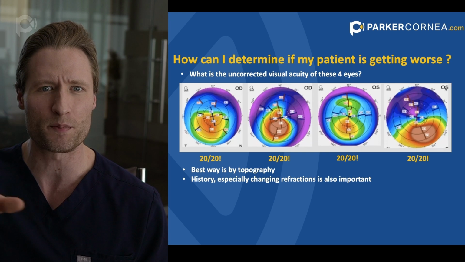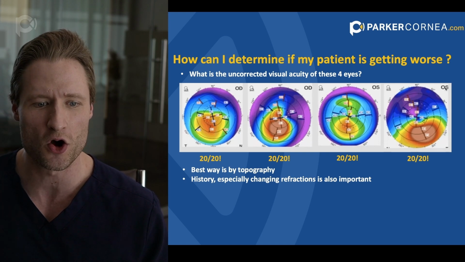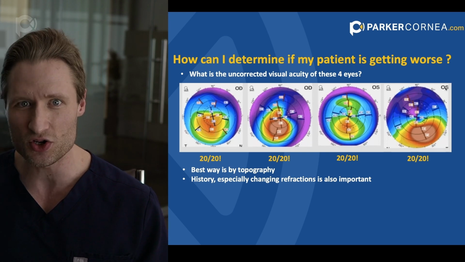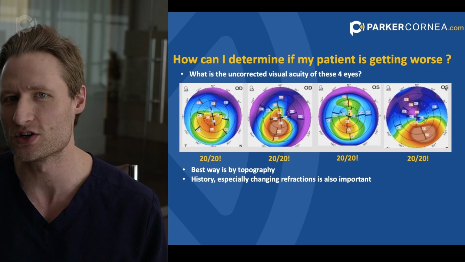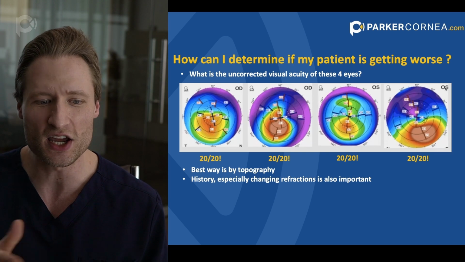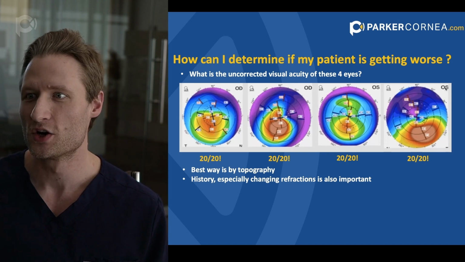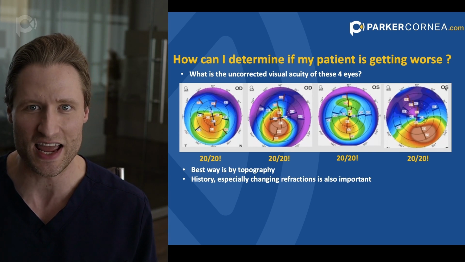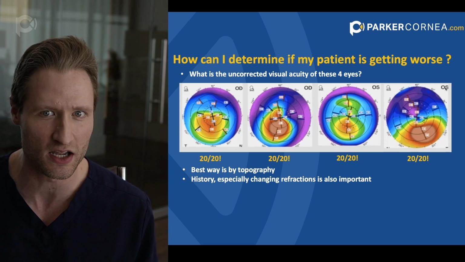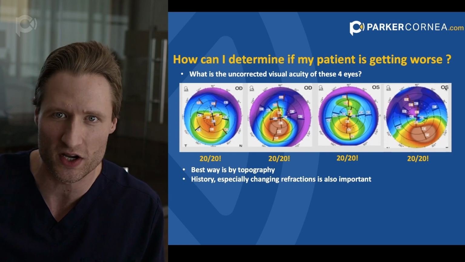These are 4 Pentacam images that show horrific ectasia, horribly warped corneas, and yet the patient is still 20/20 in each of these 4 cases. So you cannot determine whether or not someone is anatomically declining according to how many letters they can read on the eye chart.